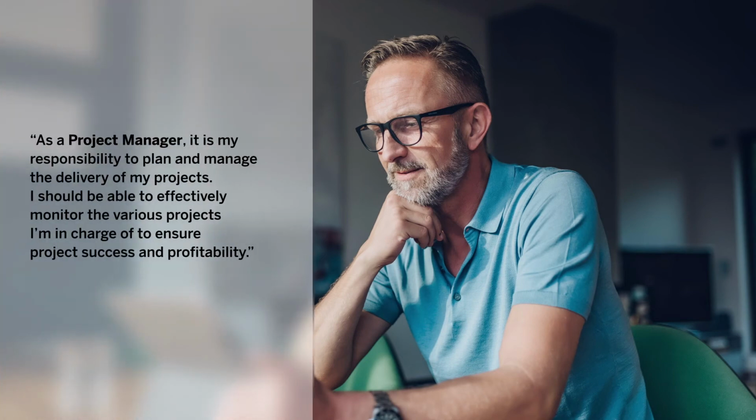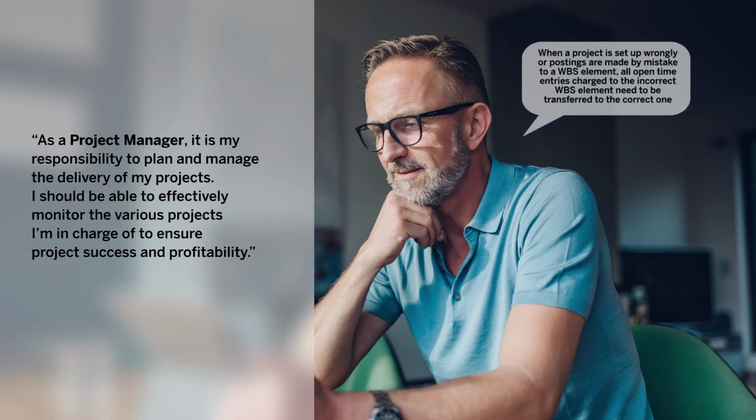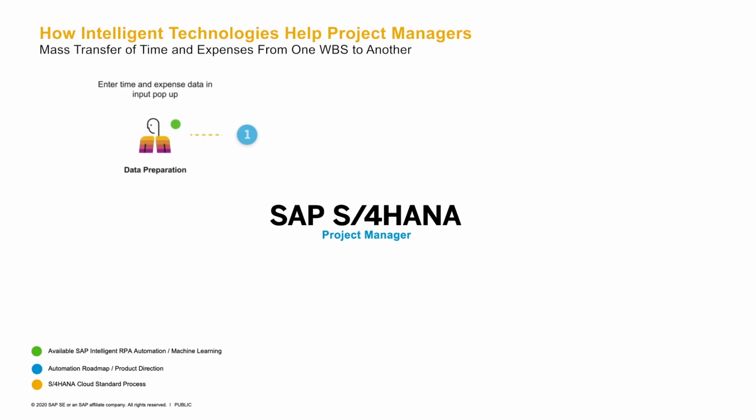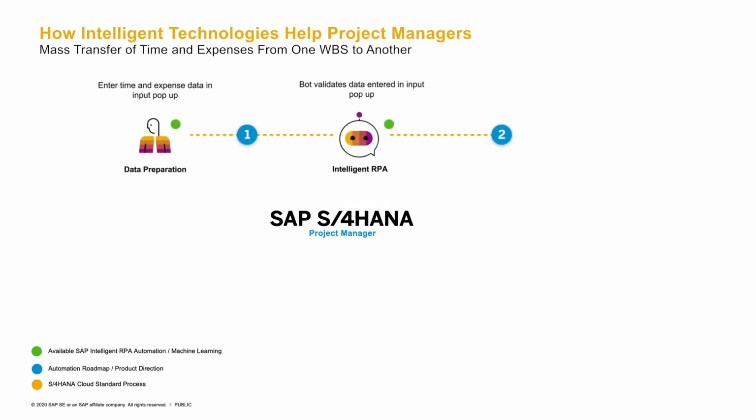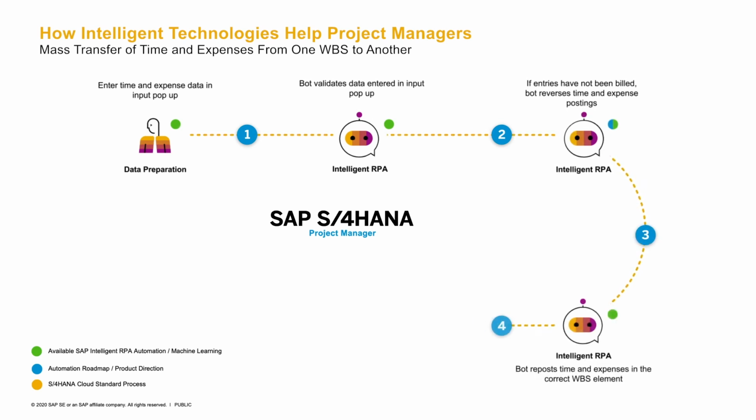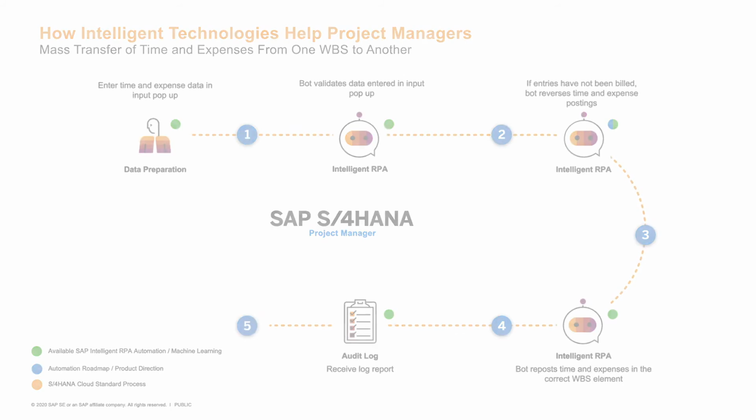Oftentimes, in project-based services, the project is set up wrongly or posted by mistake to a WBS element. All time entries and expenses charged to an incorrect WBS element need to be transferred to the correct one. When there are many postings involved, manually transferring them can be very time consuming. Let's see how SAP Intelligent Robotic Process Automation helps keep the project activities under control with minimum human intervention.